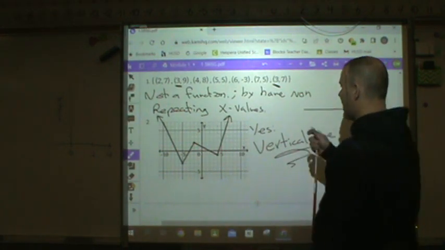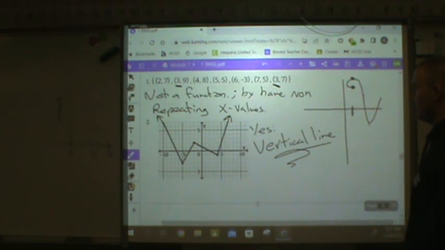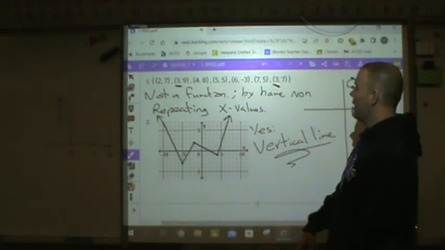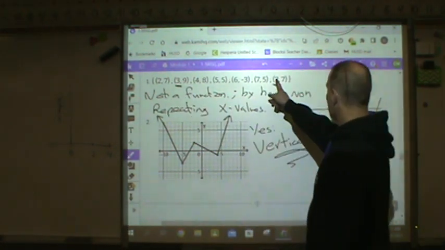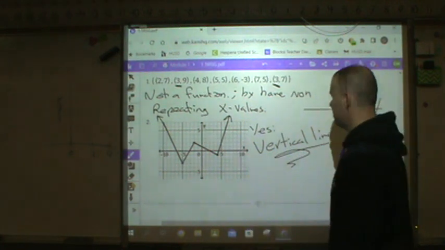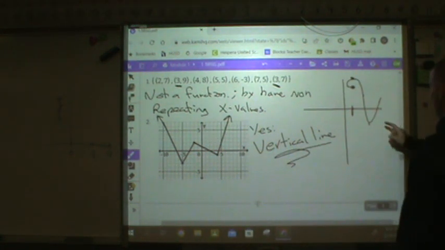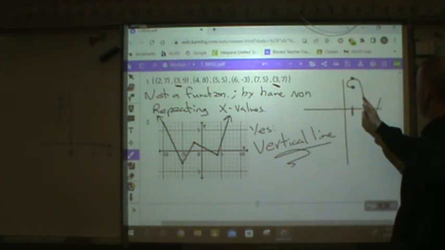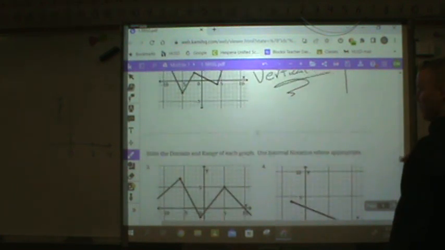Now, we're only talking about x values. We're not talking about y values. Okay? Y values can repeat. Notice I have 2, 7, 3, 7. We didn't say anything about the y values. We said x values cannot repeat because I moved x and went up. So those x values can't repeat.